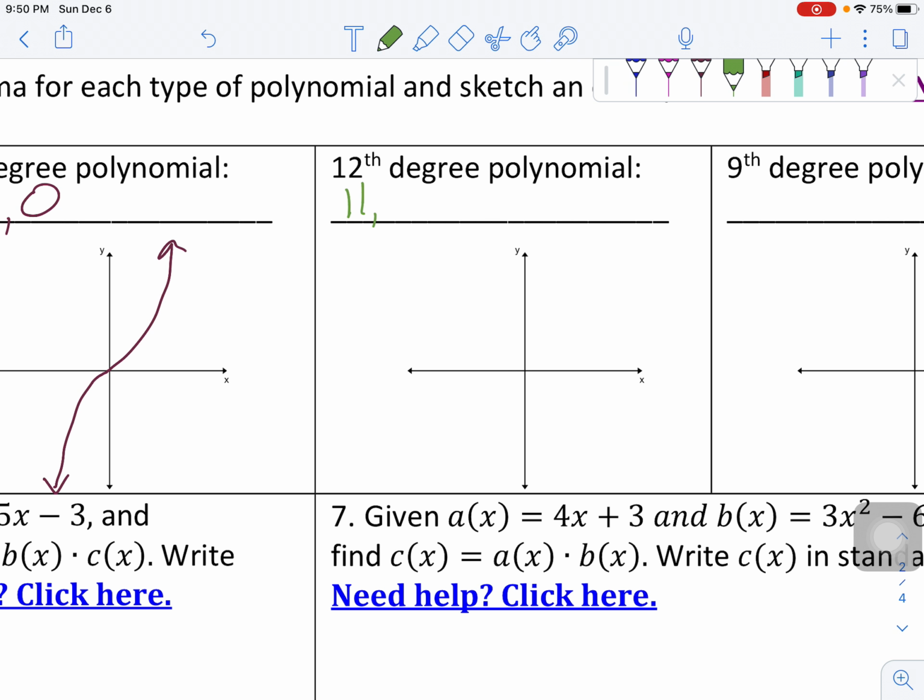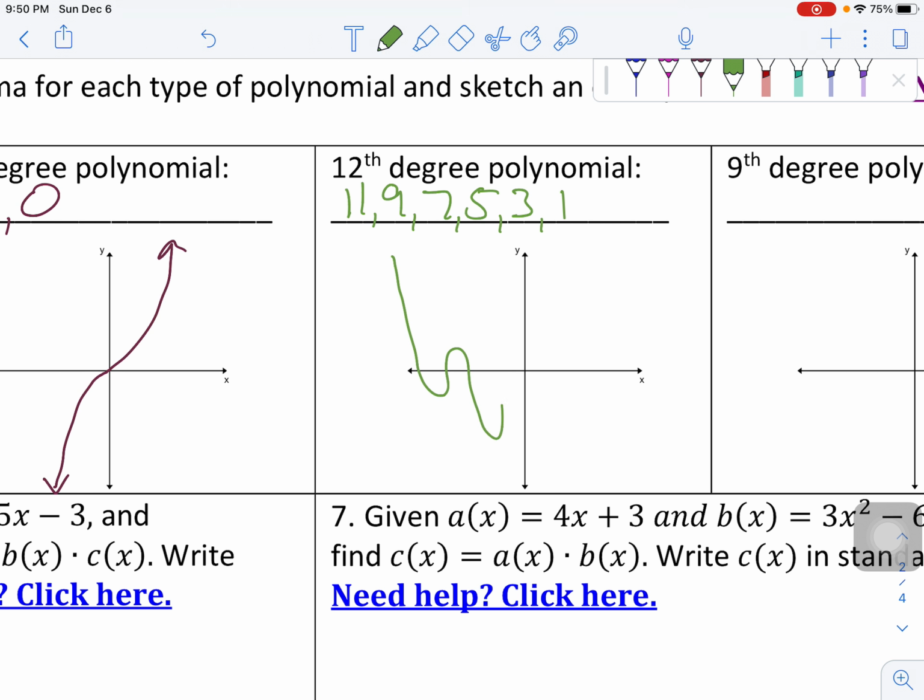All right, 12th degree polynomial. Drop the degree by 1. 11 is an odd number, so I want all of the odd numbers less than 12. So 11, 9, 7, 5, 3, and 1. A 12th degree polynomial is an even degree polynomial, and so that means that your end behavior has to match.